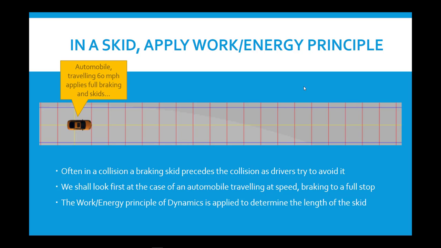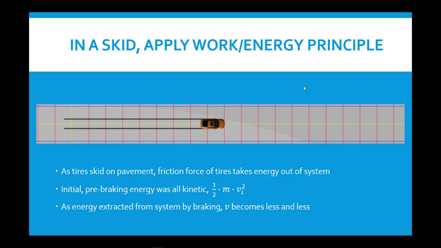The vehicle skids. The tires skid on the pavement. That exerts a friction force which takes energy out of the system. Initially, the pre-braking energy was all kinetic. It was all associated with the velocity. And the kinetic energy from basic dynamics is 1/2 times the mass times the velocity squared. As this energy is extracted from the system by braking, the velocity diminishes. It becomes less and less.